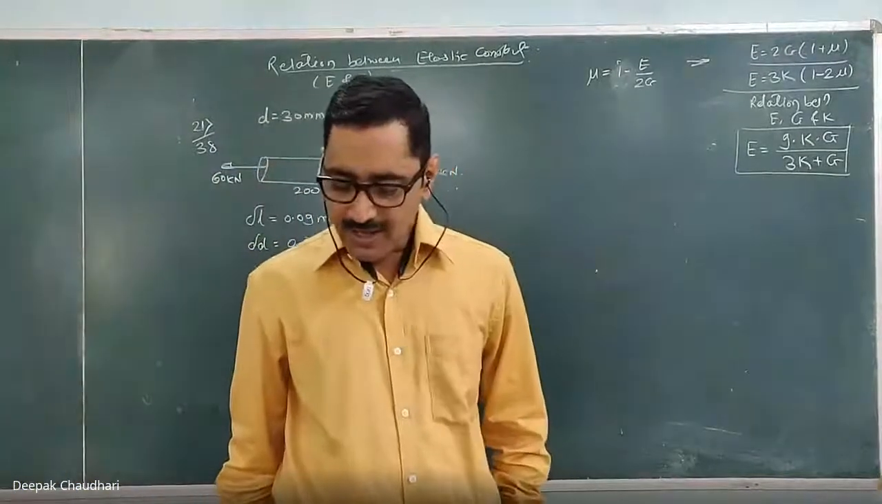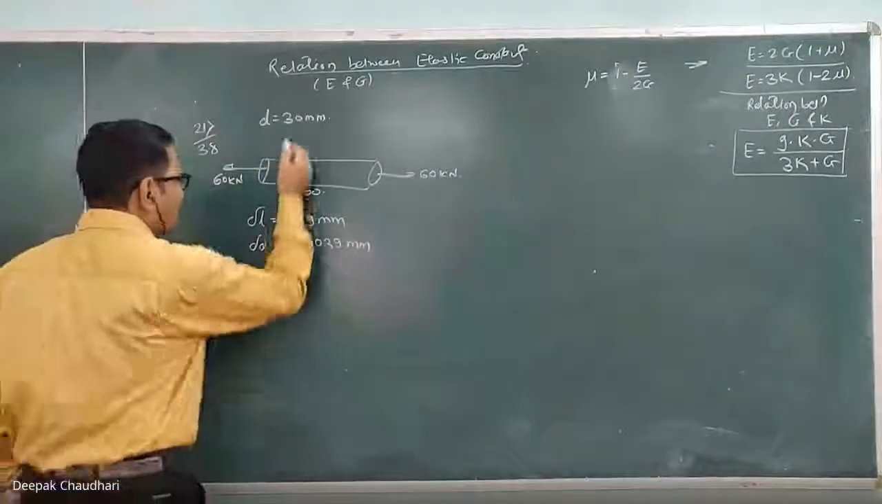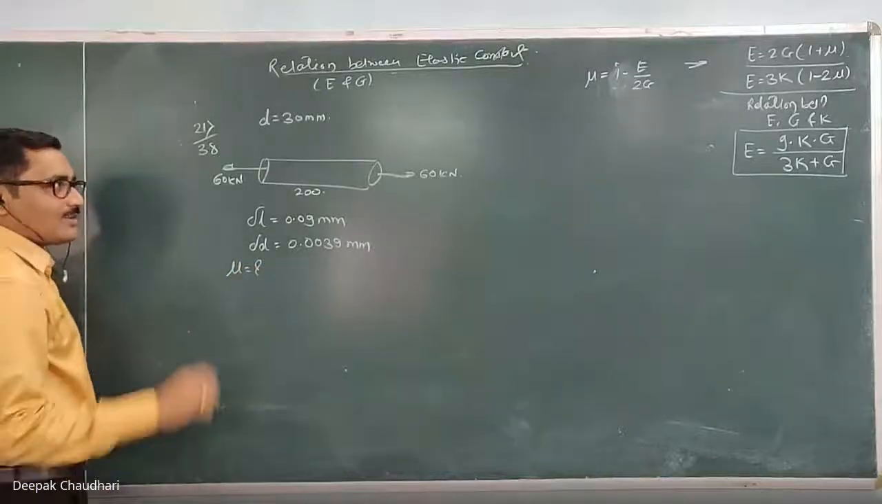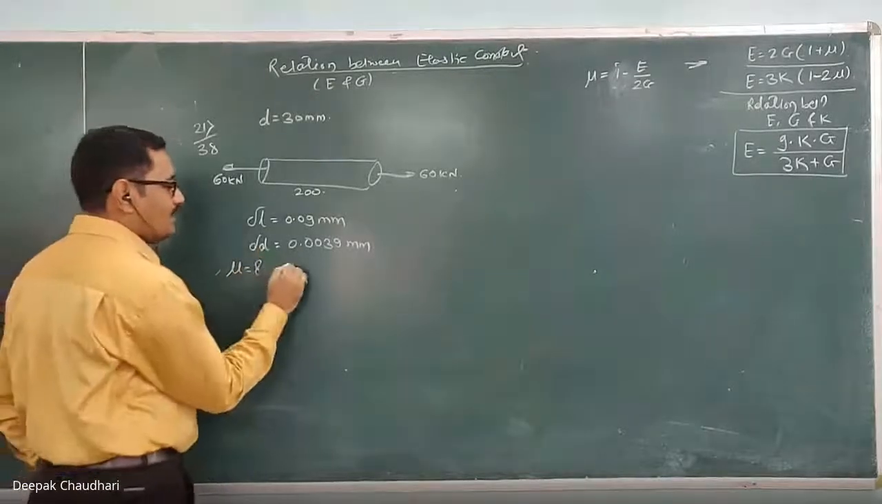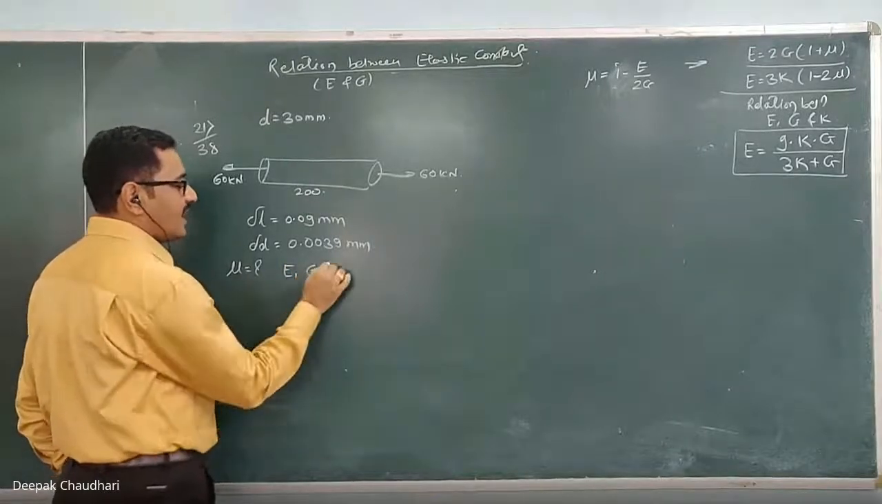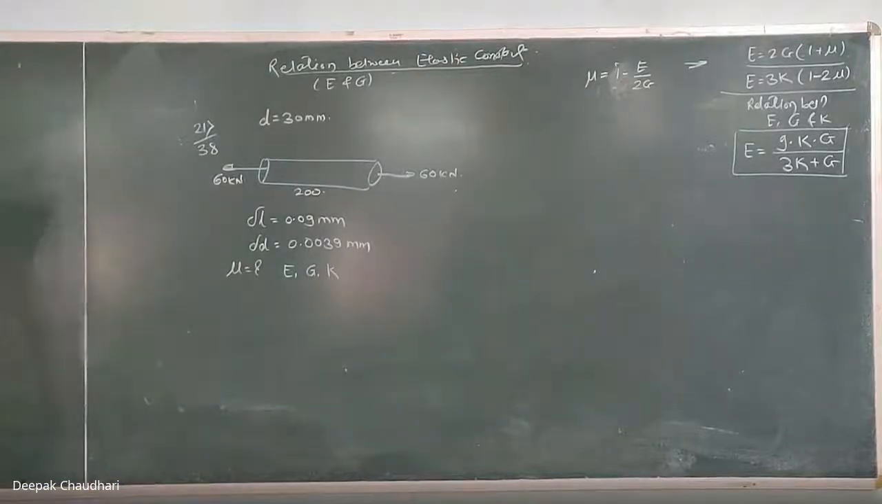What do you have to find out? Calculate the Poisson's ratio and the value of the 3 moduli. From this data, you have to calculate the Poisson's ratio, mu, and the 3 moduli. 3 moduli means you have to calculate the modulus of elasticity, modulus of rigidity, and the bulk modulus. These 3 moduli you have to calculate.